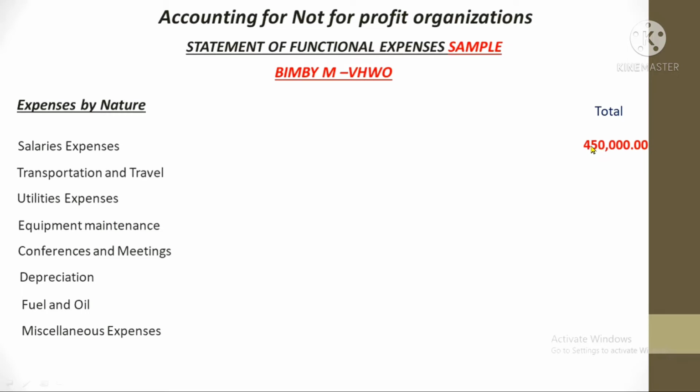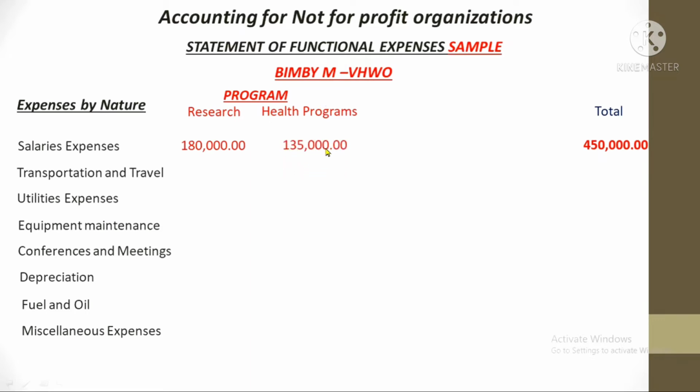So in making a statement of functional expenses, you need to trace how much was used by program activities and how much of these salaries are attributable to the supporting activities. So for example, the program activities of BIMBM are research program and health programs. And for example, salaries of employees related to research is 180,000. So you put that amount here. And you also need to put the salaries of employees working under the health programs here.